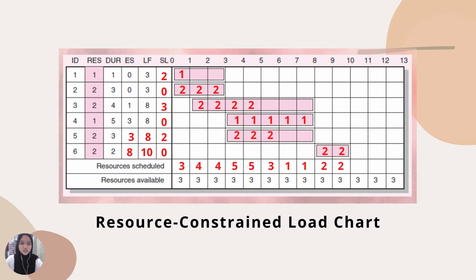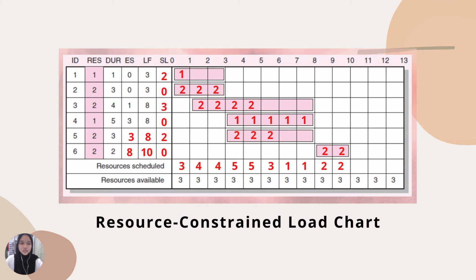For example, in activity 1, the start of the shaded region is at ES 0. So we fill in the shaded region at the first box, where the duration is 0 to 1 days. And the last box is at the LF, which is at day 3. So from box 1 until box 3 will be filled with the shaded region. The same applies to the other activities, for activities 2, 3, and until 6.